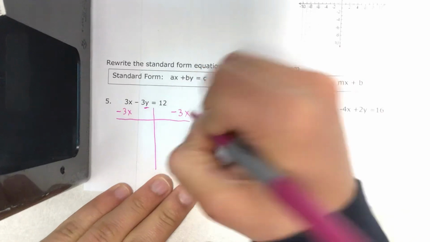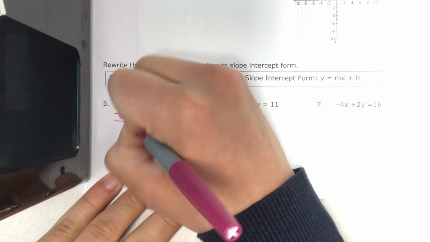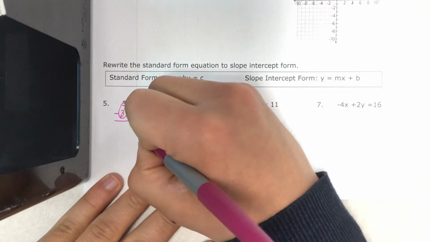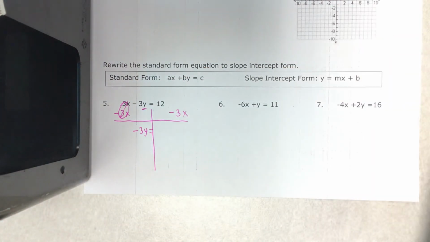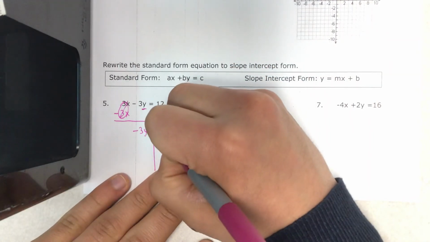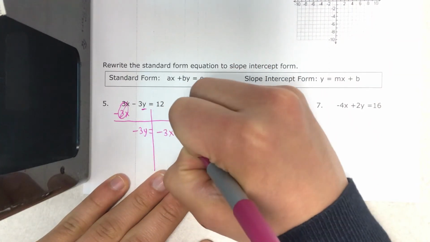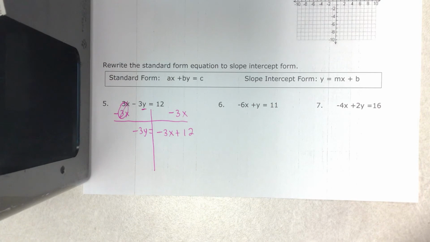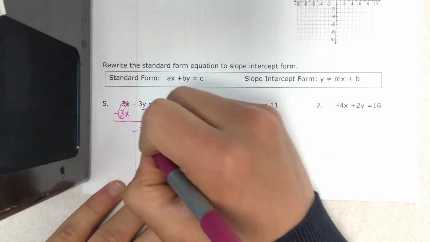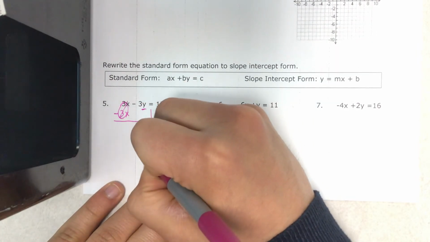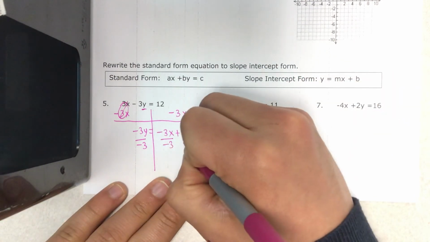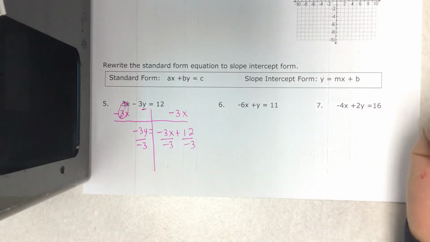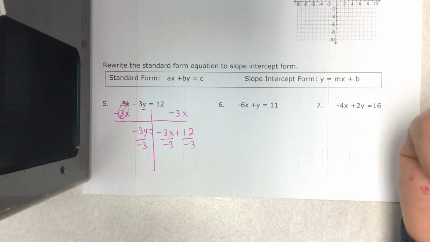So I draw my line. 3x minus 3x, that's a 0 pair. So I bring down negative 3y equals, remember, I put the variables in the front. You don't have to if you don't want to, but it makes it a little bit easier. So I get negative 3x plus 12. Then, to get the y by itself, we divide by negative 3. And again, what I do to one side, I have to do to each term on the other side. Each term, don't forget that.